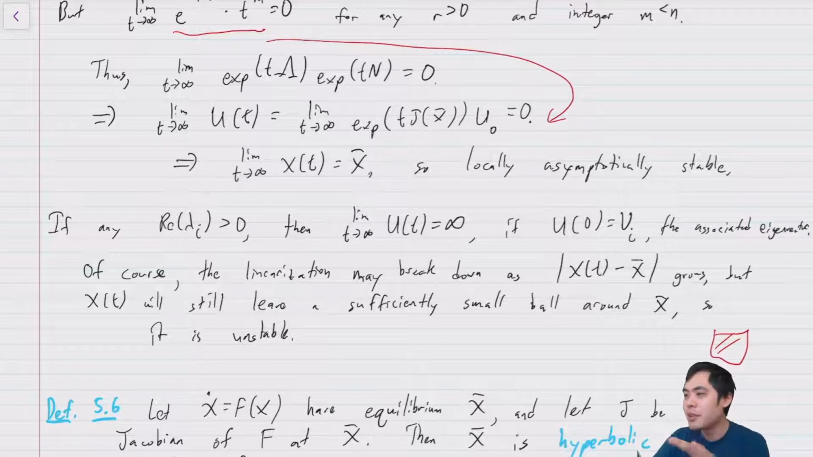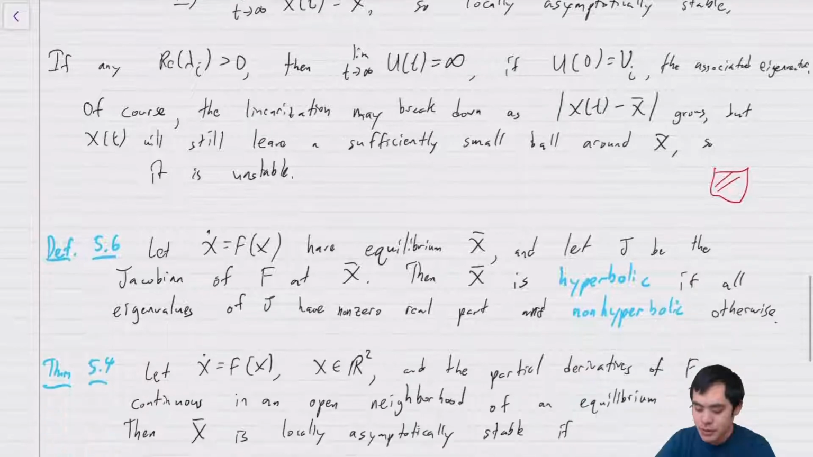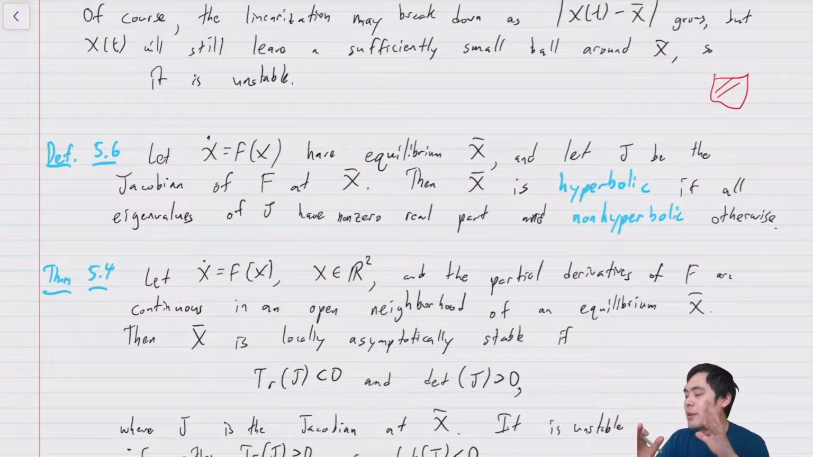But x of t will still go away first, and so it'll leave a sufficiently small ball around x bar, and you can verify this with the actual definition of stability, but it's pretty easy to show that this is therefore unstable. So that's a rough sketch of the idea. Basically, you just had to make use of your knowledge of the matrix exponential and of what happens when you use Taylor's theorem to linearize this higher order system.